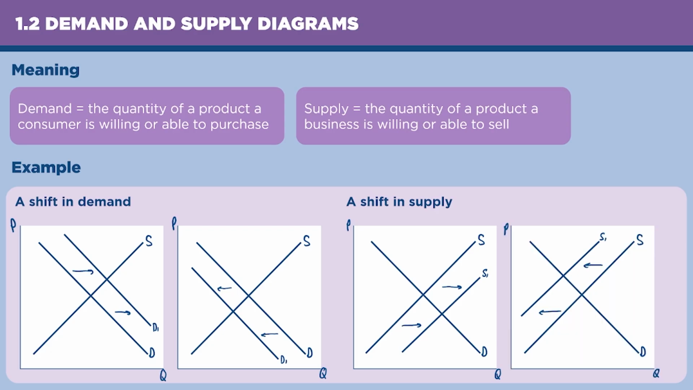So the key point here is really that the only 2 decisions you've got to make are: is it supply or demand that's shifting? And is it increasing, in which case it's going to the right, or is it decreasing, in which case it's going to the left?